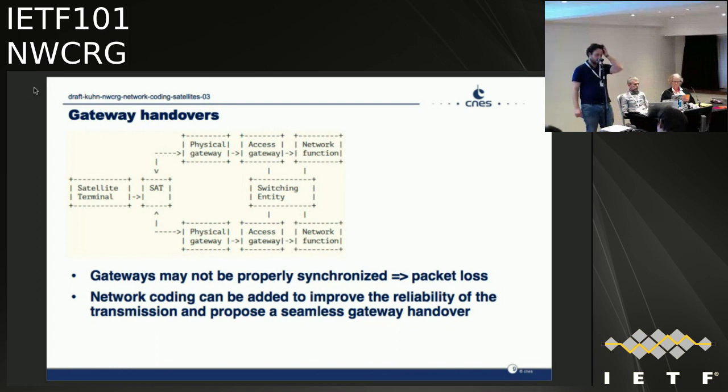I think the last one that we have is that when you typically have an internet satellite access over Europe, you actually have dozens of gateways, and sometimes when channel conditions are bad, you want to switch from one gateway to another. If your gateways are not properly synchronized, that may result in packet losses, and network coding could be applied at different layers here as well to cope with the losses that may happen when the gateways are not synchronized.